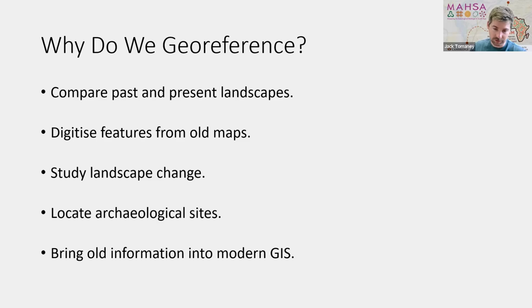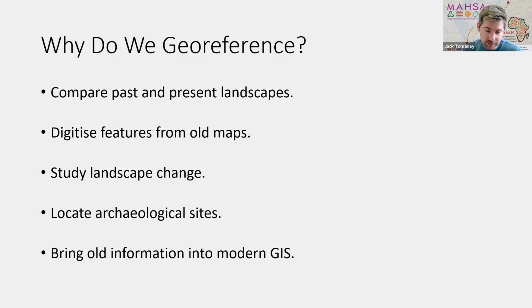So why do we georeference? There's many reasons why people georeference maps and images. One common reason is to compare the past with the present. So historic maps, as we've seen already, often show features that no longer exist today. And we can use these to study changes in, for example, human features such as settlements and land use, or natural features such as river systems or coastlines.